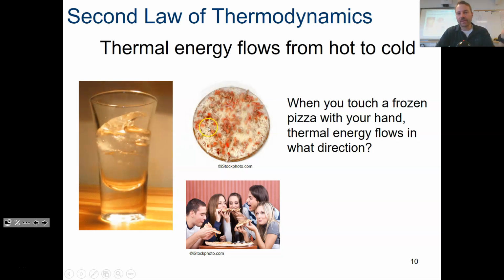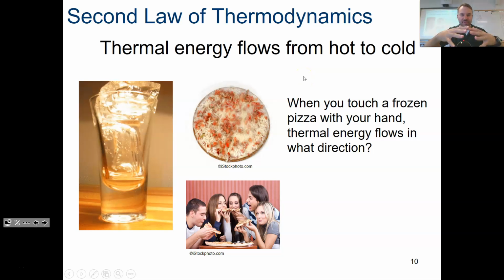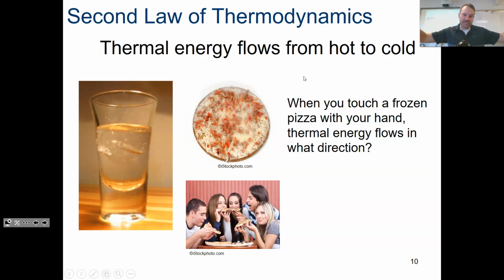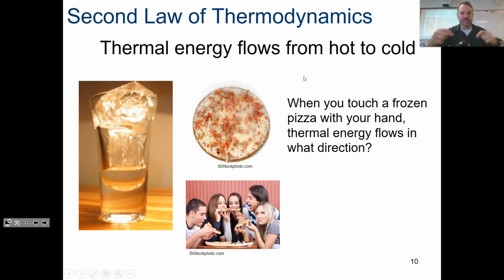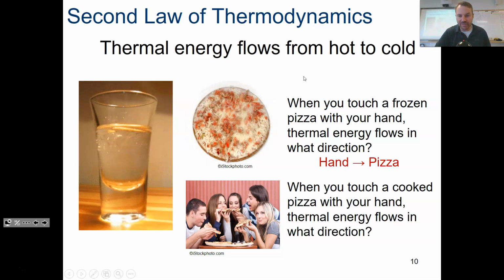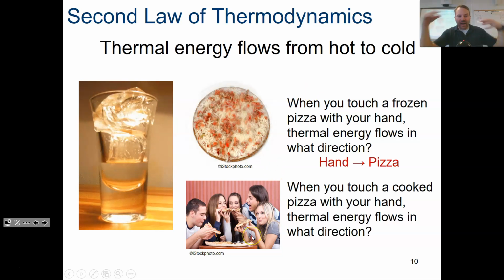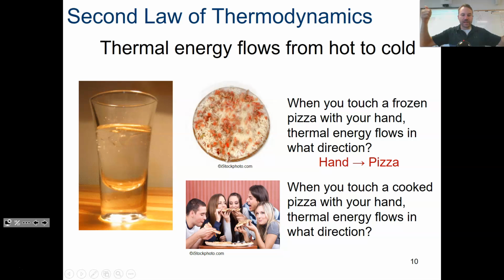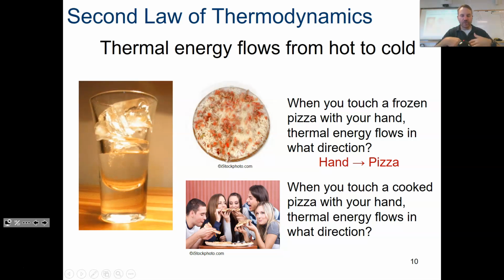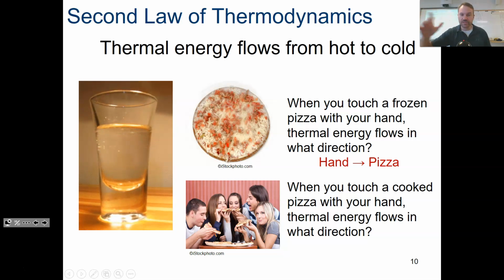Like a pizza, when it's frozen, energy is going from the surroundings into the pizza. It's going from the hot thing, which is the surroundings, to the cold thing, which is the pizza. But now you cook that pizza. Now the hot thing is the pizza, and it's going into the surroundings. Energy is going naturally. When left to its own devices, energy always flows from hot thing to cold thing.